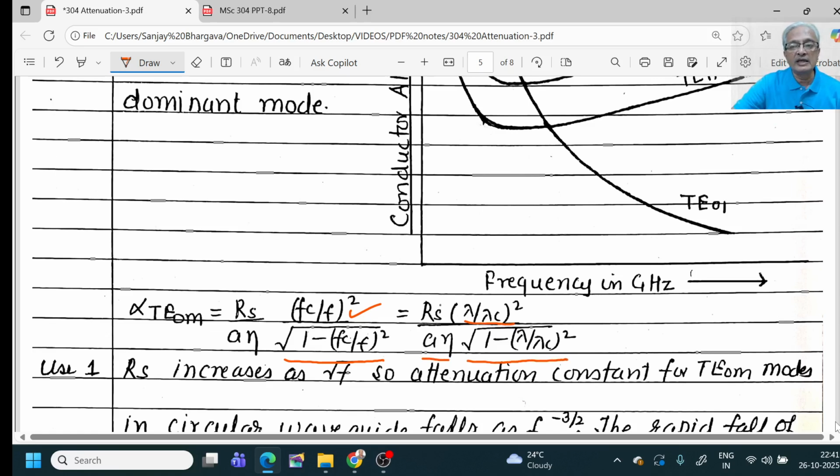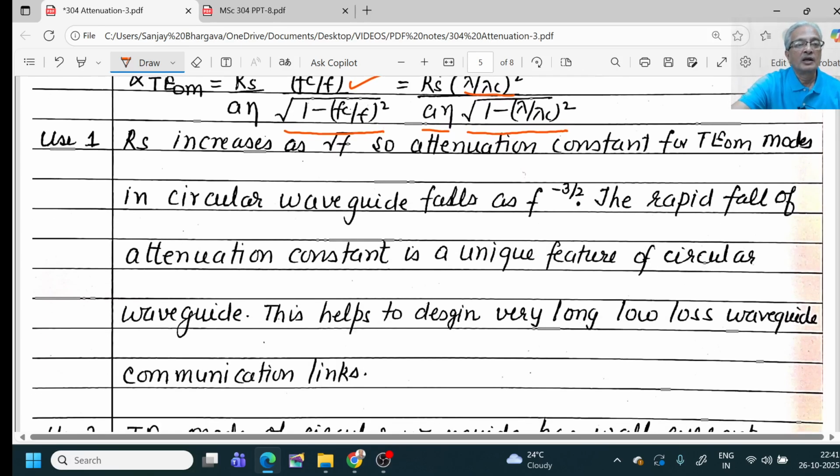Now what are the utilities? Let us see the first one.